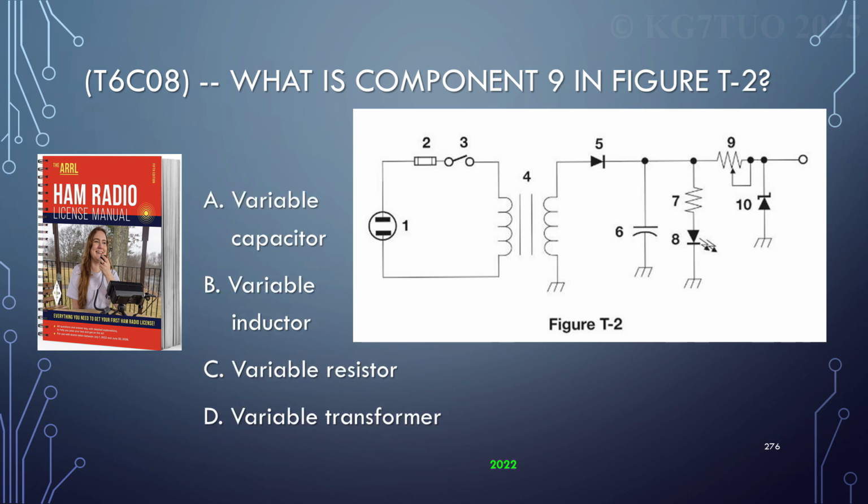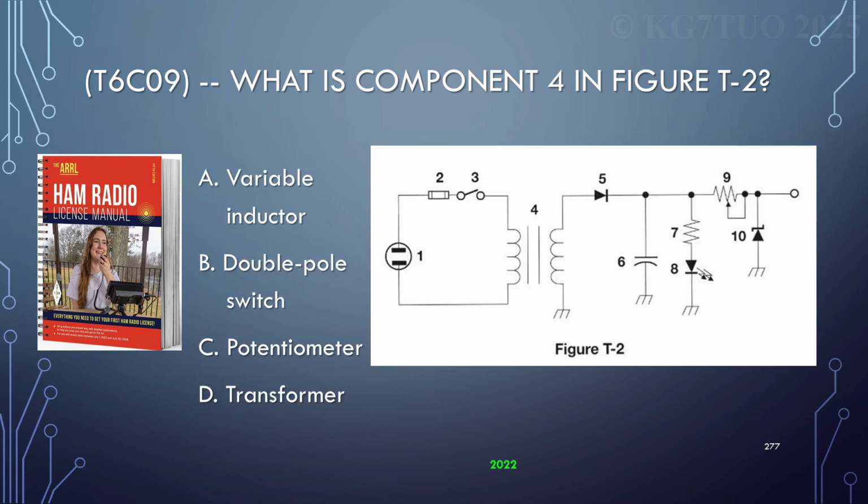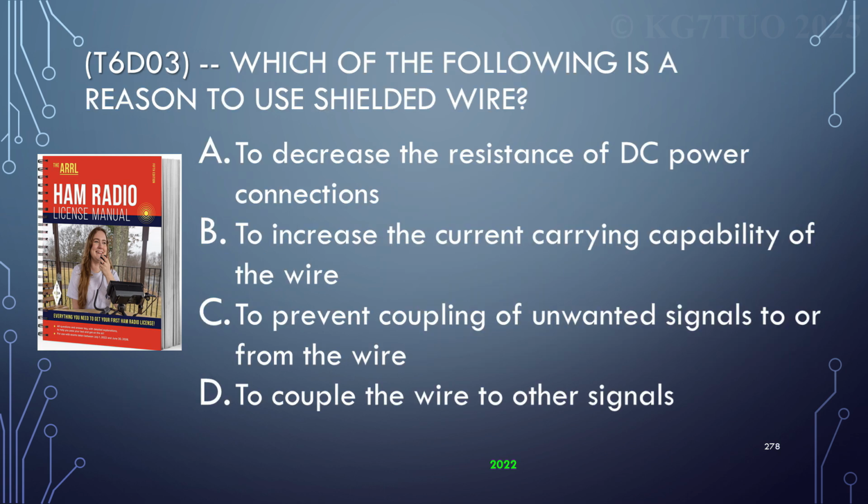What is component 9 in T2? That's a variable. We know it's a resistor, not an inductor, because it's pointy. If it was an inductor, it would have rounded corners. So it is Charlie, and it has the little tap, so it's variable. What is component 4 in T2? Delta. Transformer, correct.